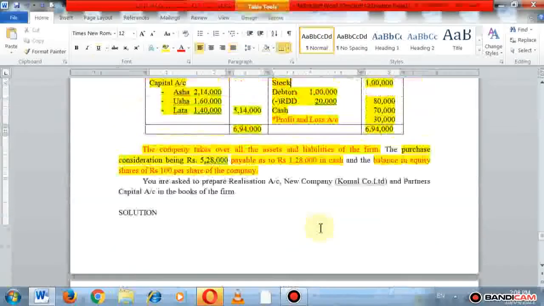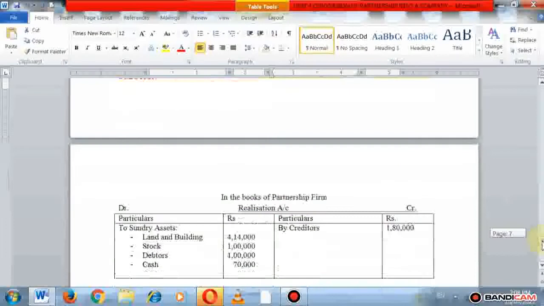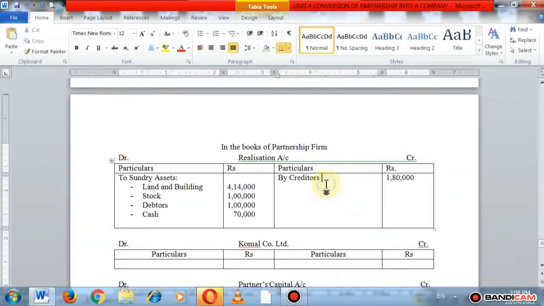So here creditors, as well as the RDD is given. Okay, RDD, transfer the RDD. So RDD is transferred to the credit side of realization account. We already discussed RDD amounted to rupees 20,000. Okay, remember RDD is transferred to the realization account with transfer of liabilities.